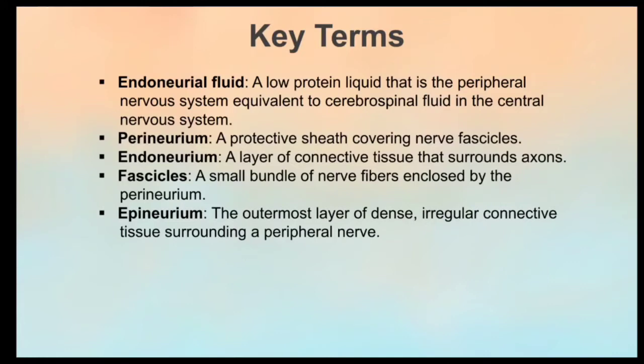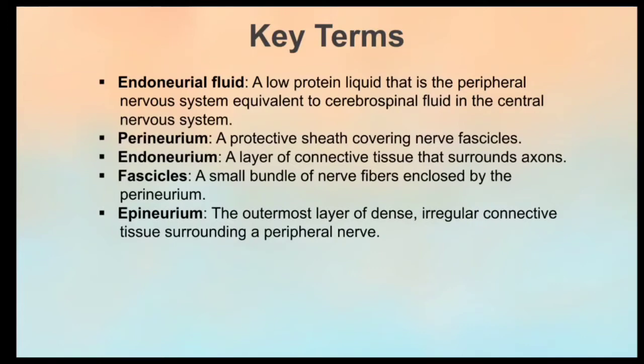Endoneurial fluid, a low-protein liquid na nakalocate sa ating peripheral nervous system. Siya ay equivalent ng ating cerebrospinal fluid sa ating brain, kung saan yung cerebrospinal fluid na alam naman natin ay pinoprotect niya ang ating brain sa injury. So, parang pareho lang sila ng endoneurial fluid.